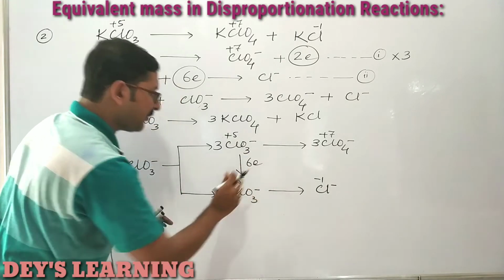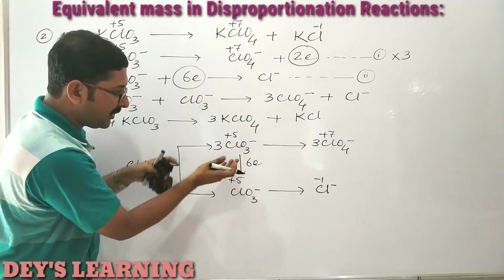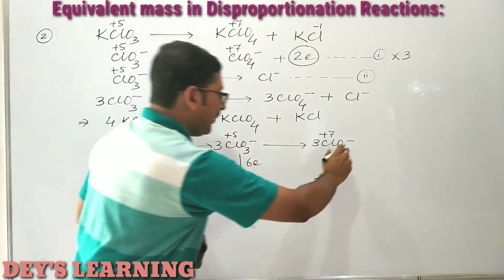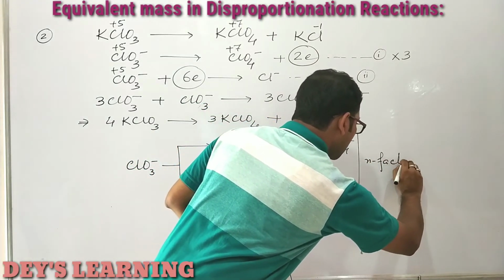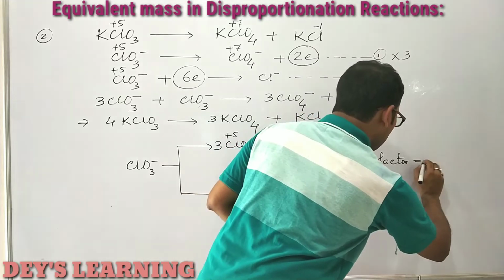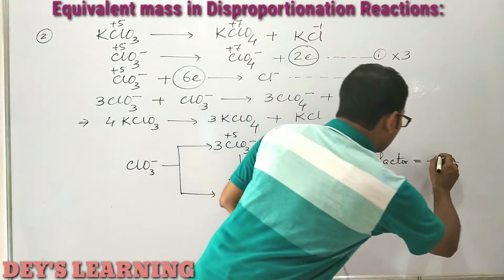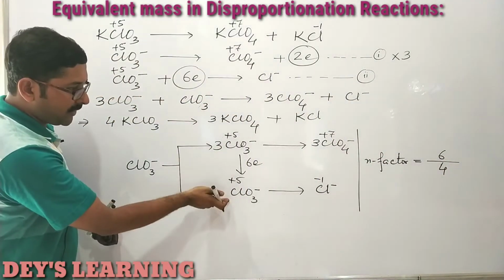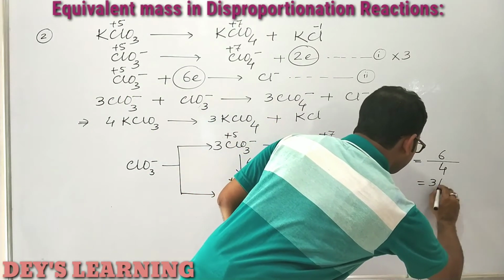6 electrons are exchanged between these 4 chlorate ions. So the N factor of chlorate in this reaction equals the total number of electrons transferred, which is 6, divided by 4. Why 4? Because 4 chlorate ions are involved here. So this is nothing but 3 by 2.